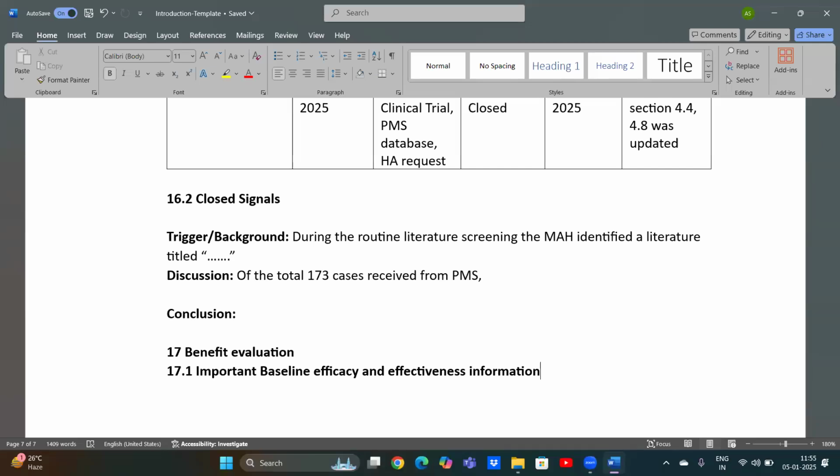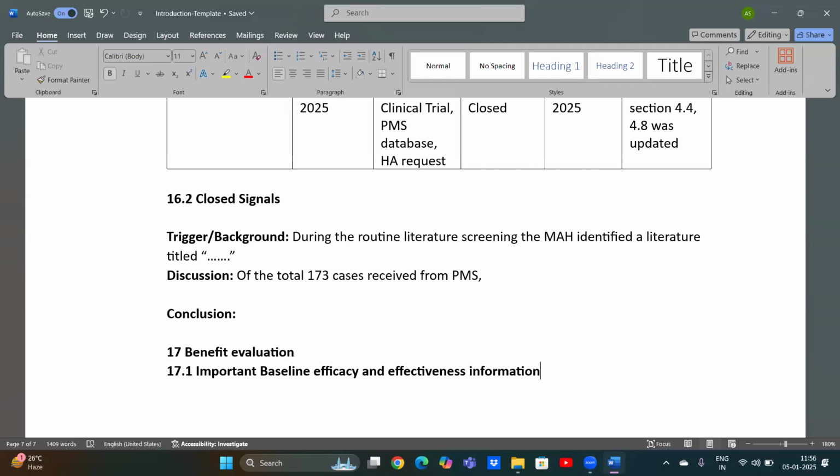Probably efficacy is predetermined and effectiveness is real time. Efficacy will be determined in the clinical trial, and how effective it is in the real world is effectiveness. That is the difference. Good. Both of you are correct.